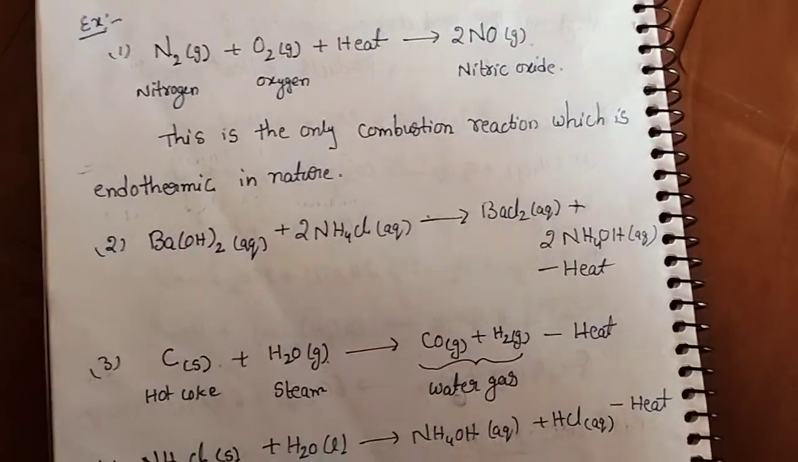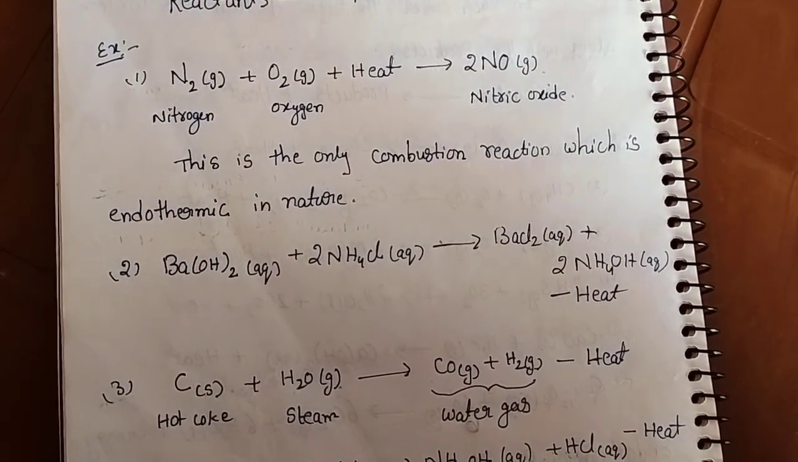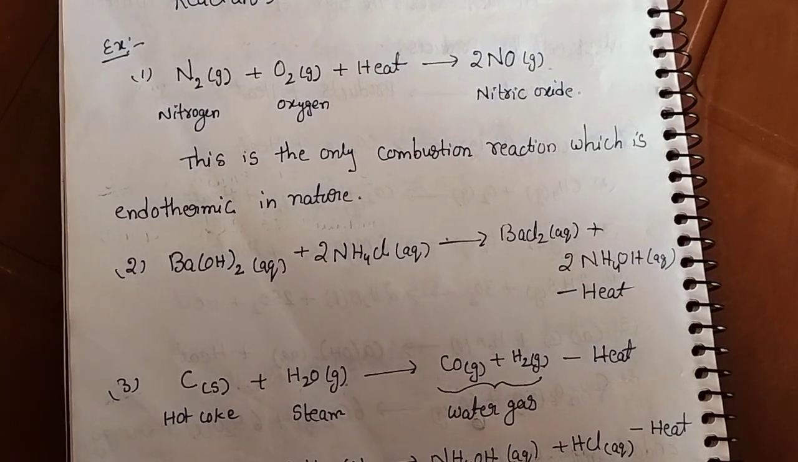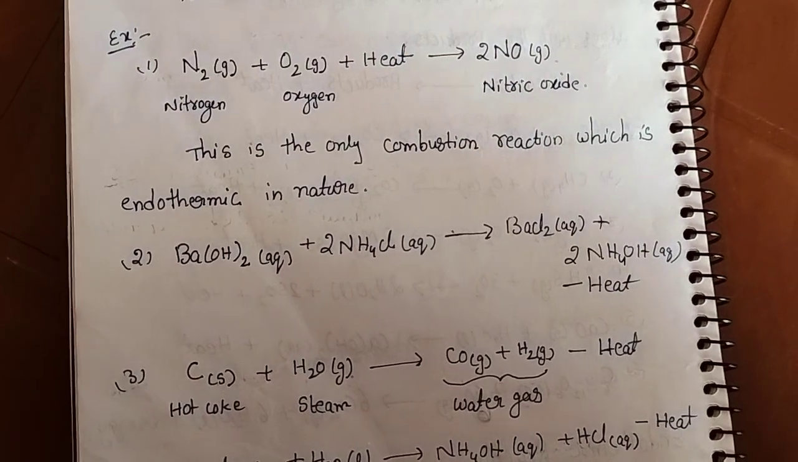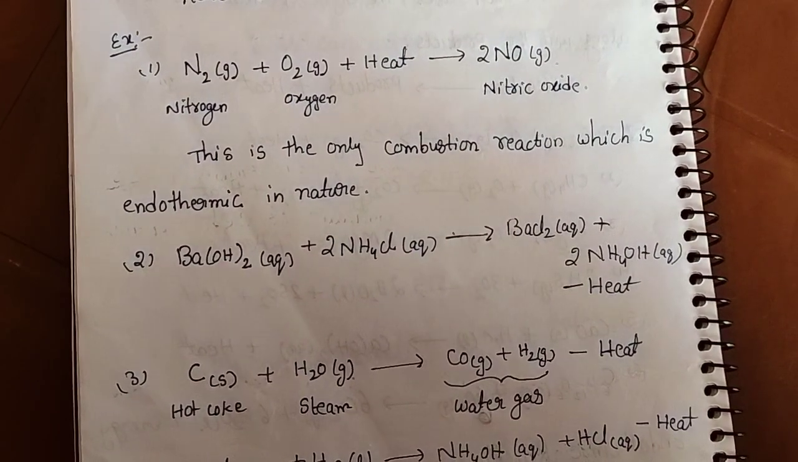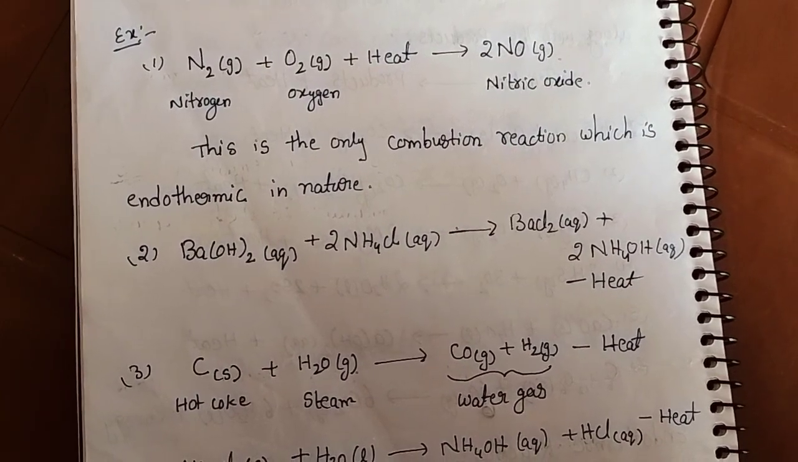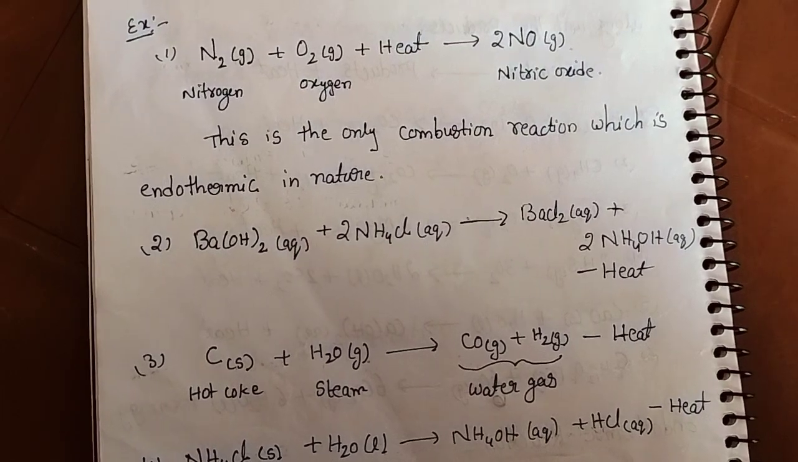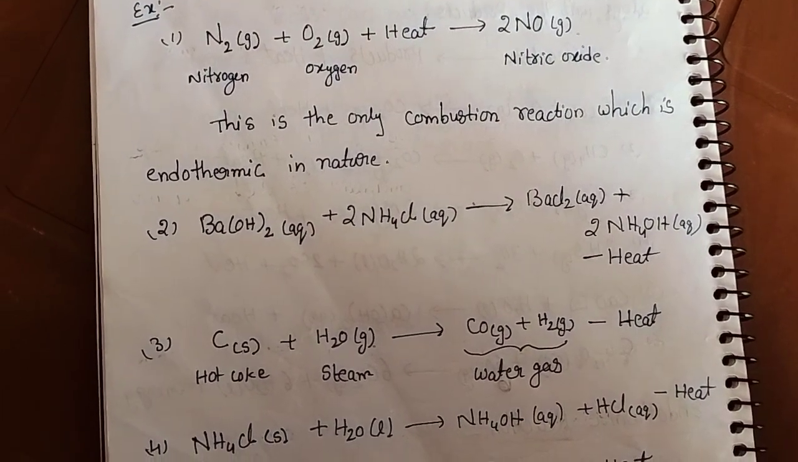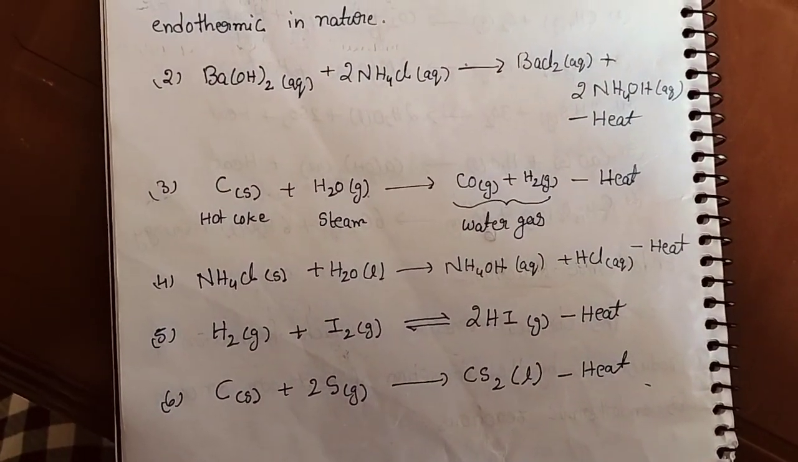Here are some examples of endothermic reactions, which is N2 nitrogen and oxygen O2, and along with the heat they will give nitric oxide, which is NO in gaseous state. So this is the only combustion reaction which is endothermic in nature. So this is one of the combustion reactions in endothermic reactions. Okay. So these are some examples of endothermic reactions.